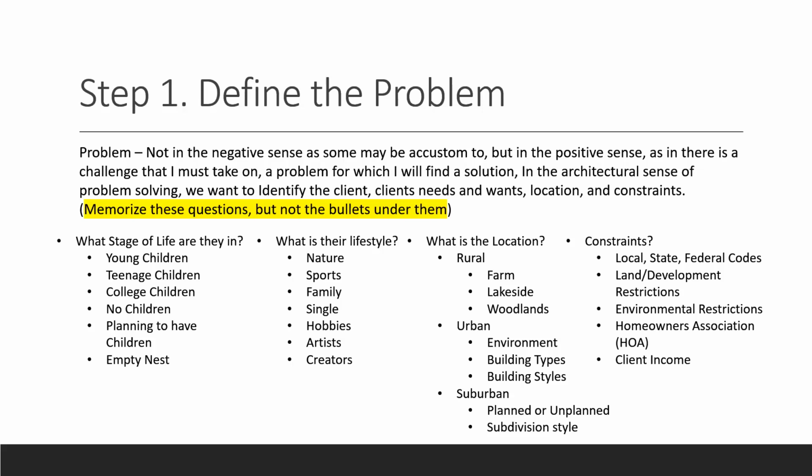What is the location? So is it a rural location, farm, lakeside, woodlands? Is it an urban environment? What kind of building types are there in that environment? And what are the building styles? Pretty much the same with suburban. If you're building a house in a suburban area, of course, you'll want to know whether it's a planned or an unplanned neighborhood. Planned means they're really strict about the houses that can be built there, the way that those houses can look, the way they're oriented, and things of that nature.